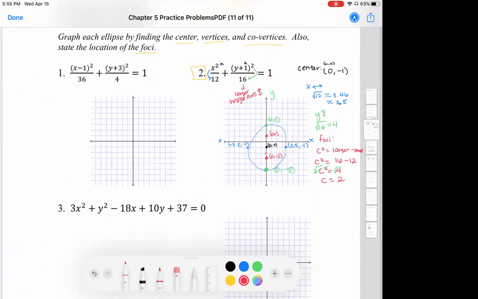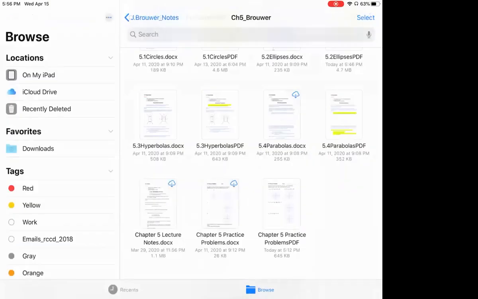I hope your ellipse looks much nicer than my ellipse. Okay, so when we meet again on Wednesday, try your homework, come to me with your questions. I'll take questions from any homework assignment.